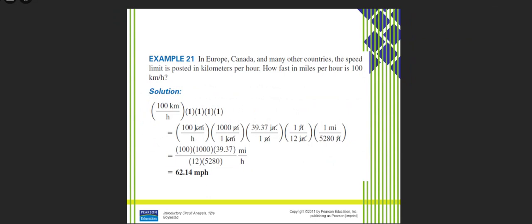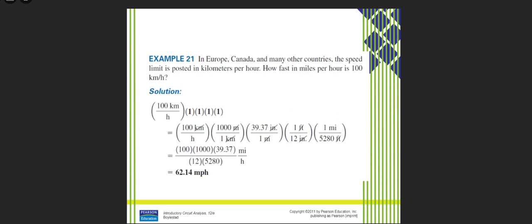It says in Europe, Canada, and many countries, the speed limit is posted in kilometers per hour. But in America, we have it in miles per hour. So we want to have some sort of understanding or some sense of how fast it is in miles per hour when we have the limit of 100 kilometers per hour.